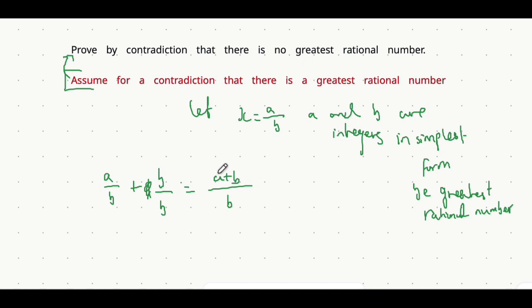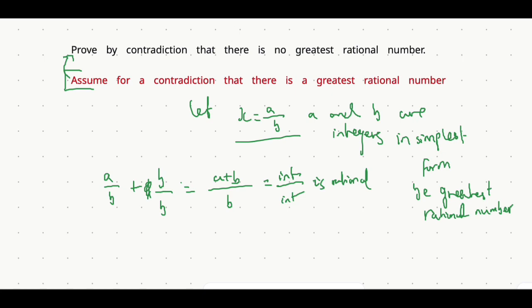What we now have is a plus b itself would be an integer, and b itself would be an integer. Now, what do we call an integer divided by an integer? It's a rational number. But what we said before is that a over b is the largest rational number. However, adding 1 onto it gives you another rational number. So that means that this isn't the greatest rational number, because we've just found one that's even larger.